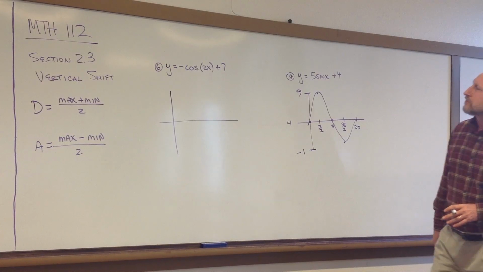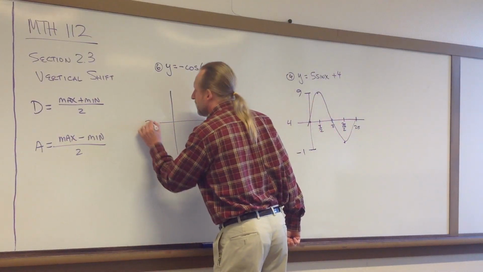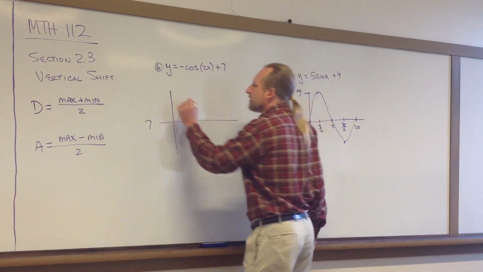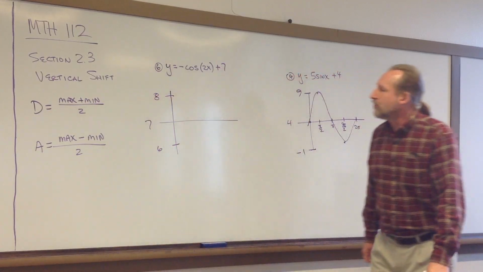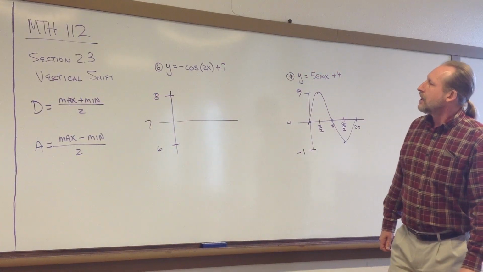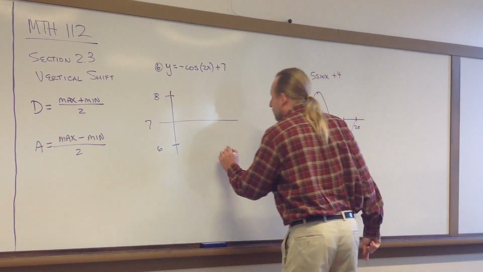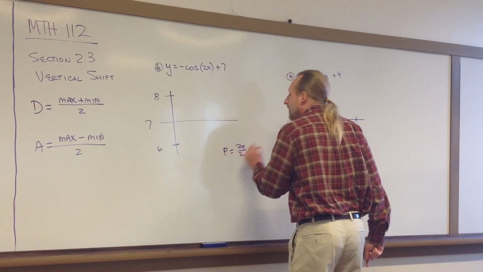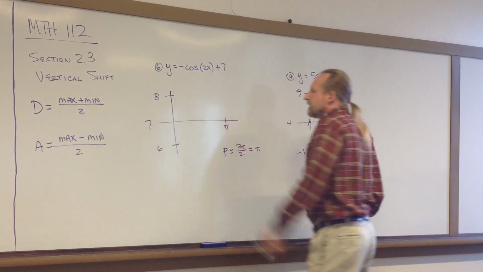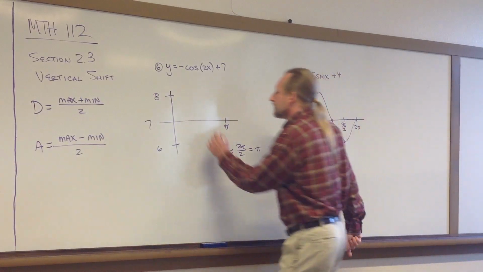All right, so here's our midline value, here's our vertical shift, +7. Our amplitude here is 1, so the maximum will be 8 and the minimum will be 6. All right, along the x-axis, now we've got a different period. Our period is 2 pi divided by b. So our period is a distance of pi, and we need to chop this up into 4 pieces.